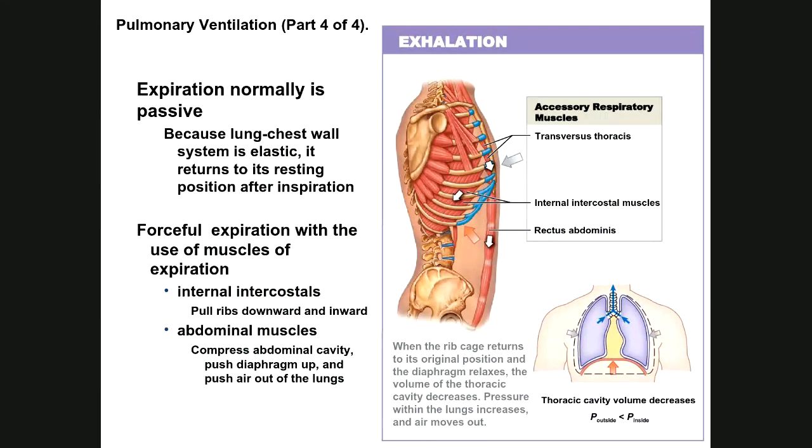The abdominal muscles compress the abdominal cavity, push the diaphragm up, and push the air out of the lung. The pressure within the lung increases and the air moves out. And those internal intercostal muscles are pulling the ribs down and inward. If you see, they are inward and down. Those accessory respiratory muscles are mostly the intercostal muscles and the rectus abdominis.